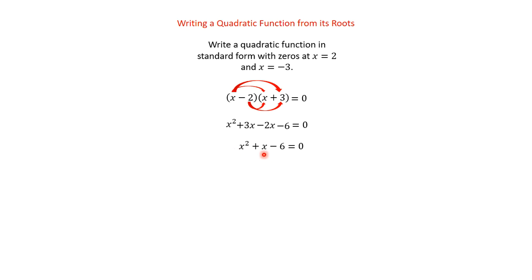This is a quadratic equation. It wants a quadratic function, so we just need to change the 0 into an f of x, g of x, h of x, y. I'm going to go f of x. So f of x equals x squared plus x minus 6. That would be writing a quadratic function from its roots. So we have solving by graphing, solving by factoring, which is the more important of the two, and then a little bit of going backwards. We have the roots, write the quadratic function from those roots.